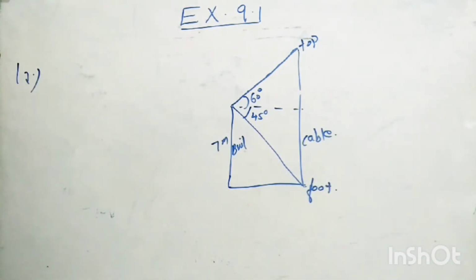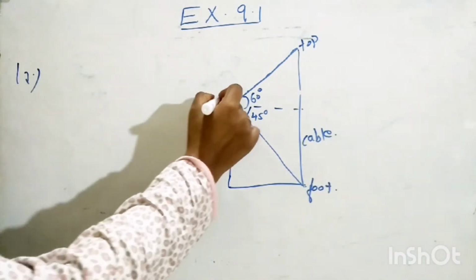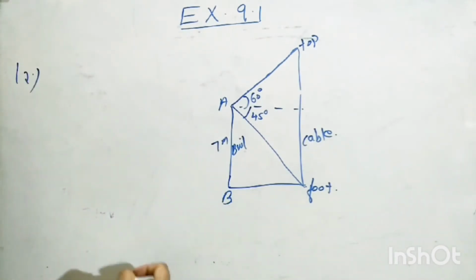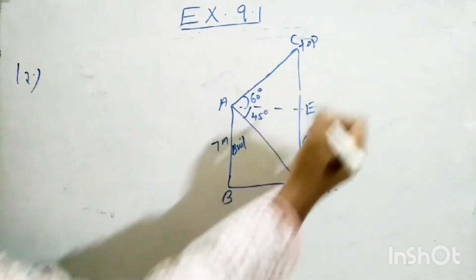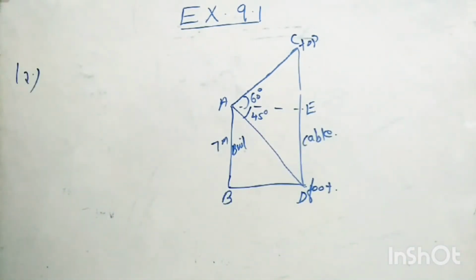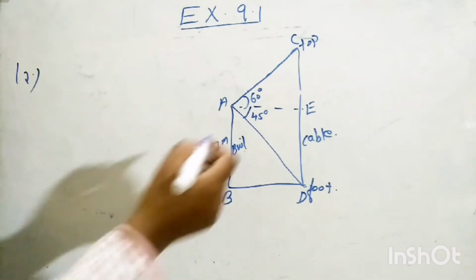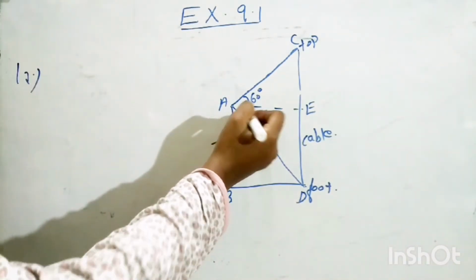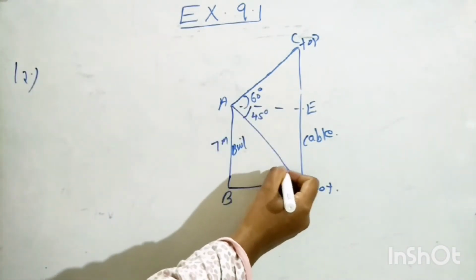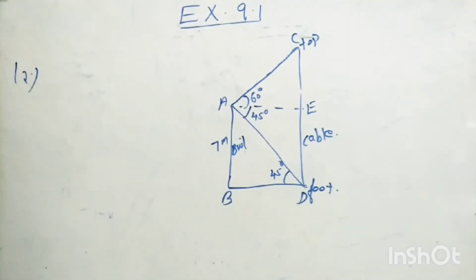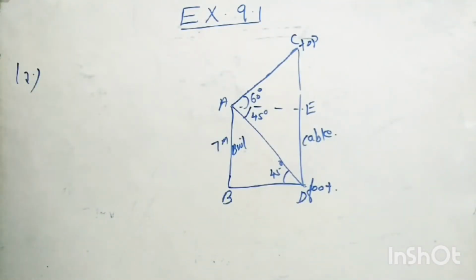Now just look at the figure. We will give names A, B, C, D, E. Since this angle is 45, then by alternate angles this is also 45 degree. We will get that angle ADB is equal to 45 degree. Now, we need to find the height of the tower.